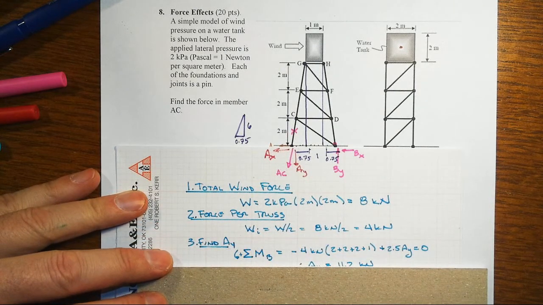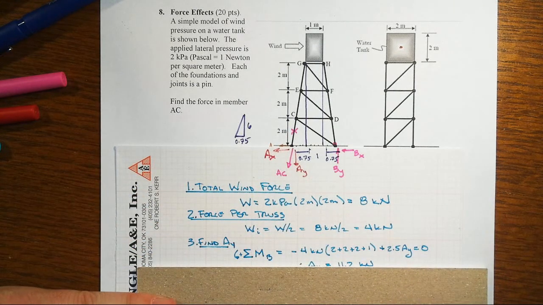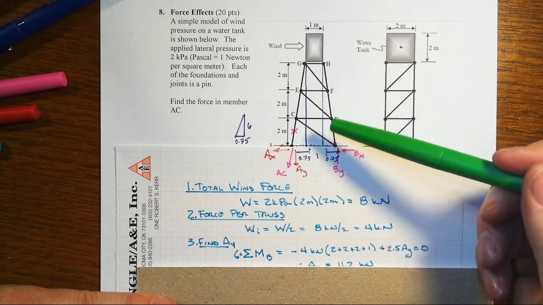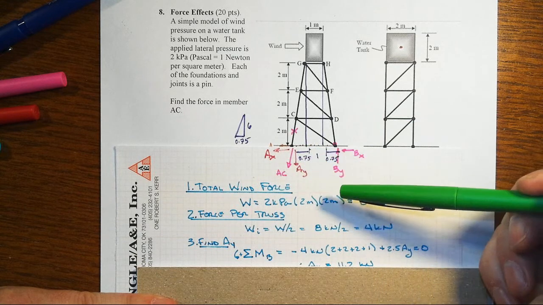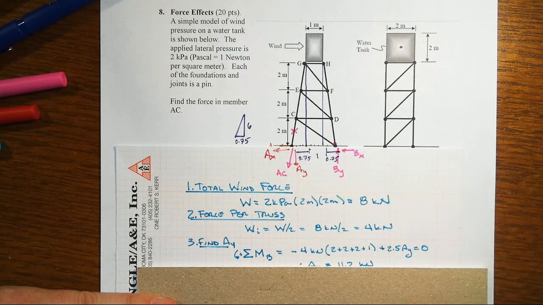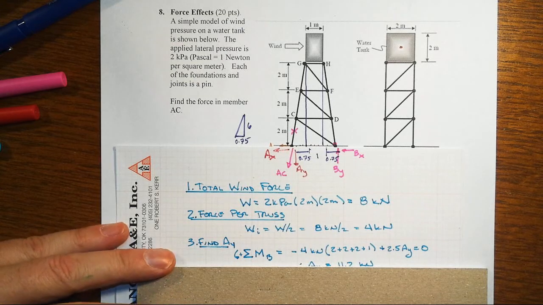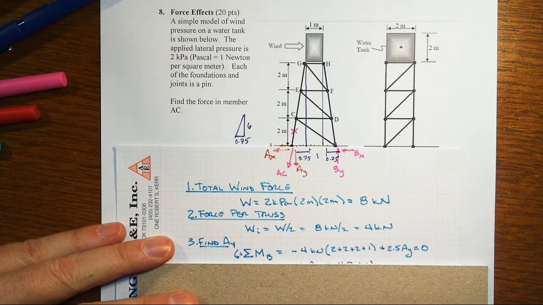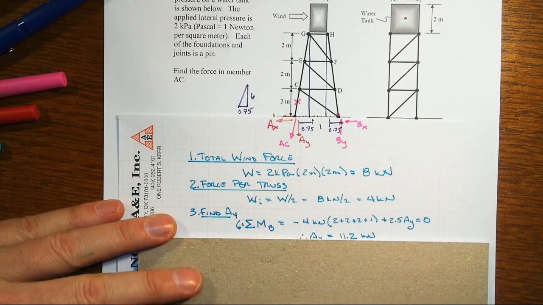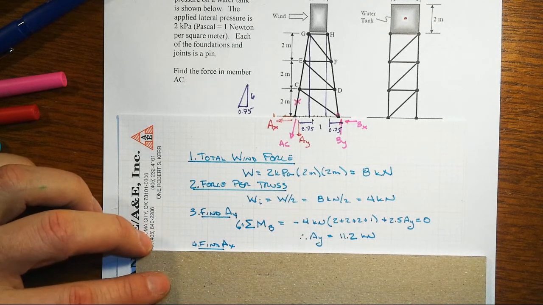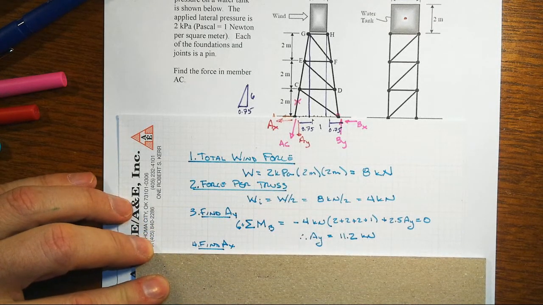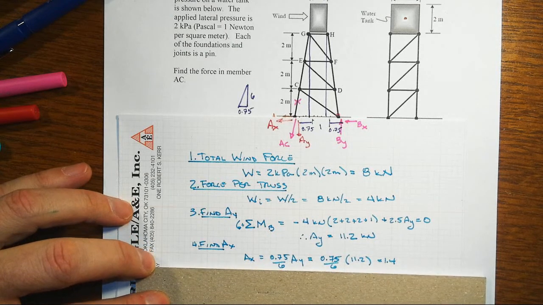So we can again sum moments about point B to find our vertical reaction right here. That's 2.5 meters for the moment arm. And then we've got the 4 times the 2 plus 2 plus 1 to get to the centroid of where the wind pressure is at. That gives us a reaction of 11.2 kilonewtons acting down. There's an overturning effect, so the wind wants to turn the system over.